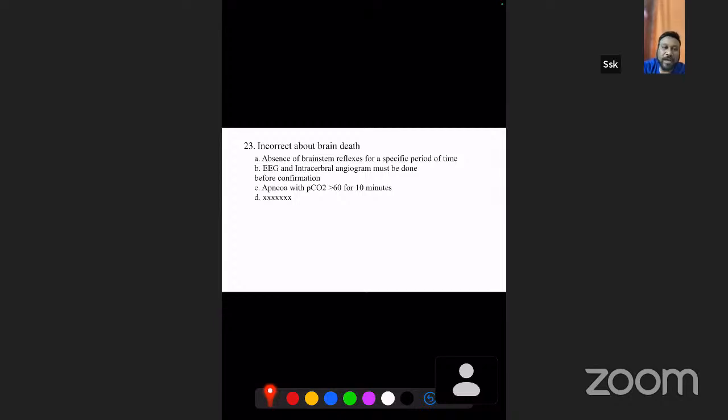That is true. Option C, apnea with the PCO2 level of more than 60 for 10 minutes, that again is true. What is not true is EEG and intracerebral angiogram. It is not a must. It can be done; it is supposed to be an auxiliary test. It is not like it is a must-do test. Okay, so the answer is option B.